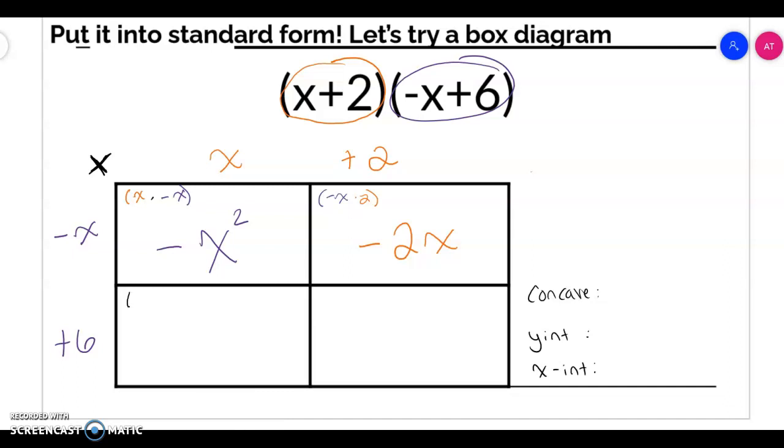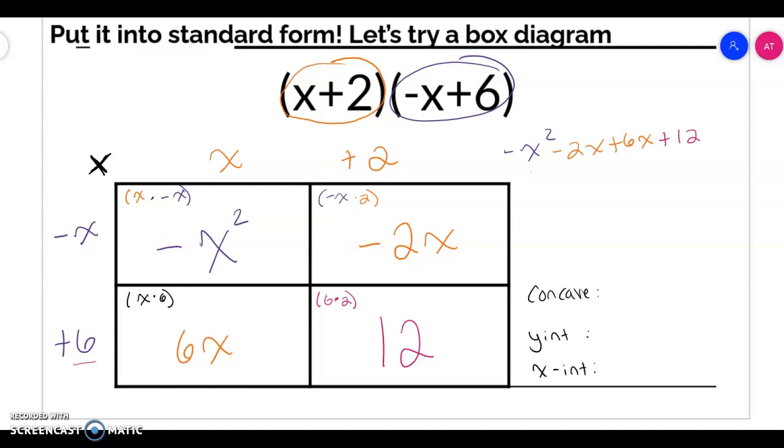And I'm going to do the same thing down here in the lower box. I'm going to take x and multiply it by 6. Well, x times 6 is going to give me a 6x. And then the last part here, I'm going to take this 6 and multiply it by the 2. 6 times 2 is 12. Then I can easily write this out. So I have negative x squared minus 2x plus 6x plus 12.